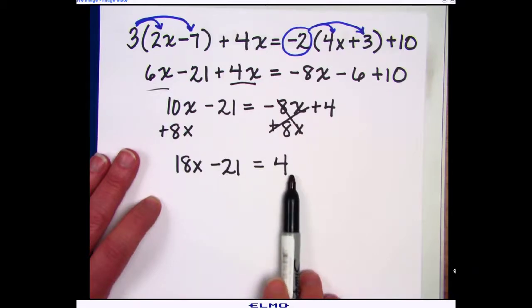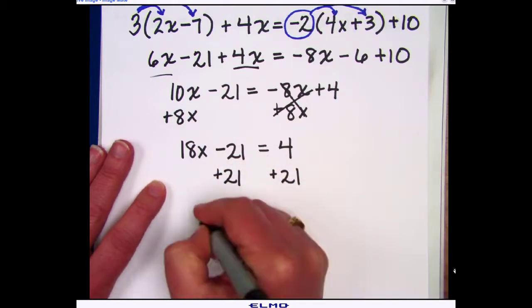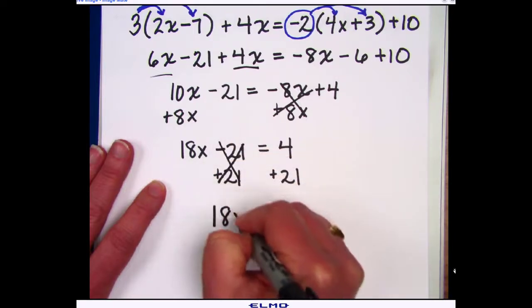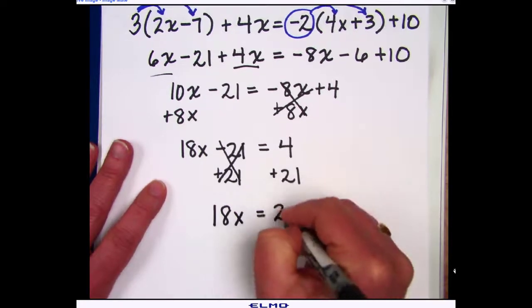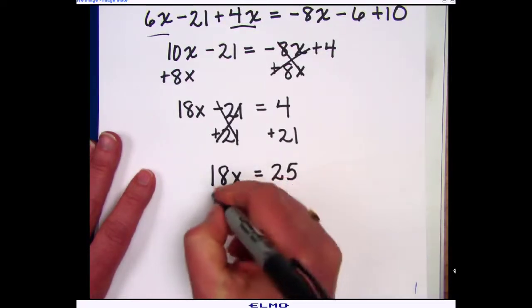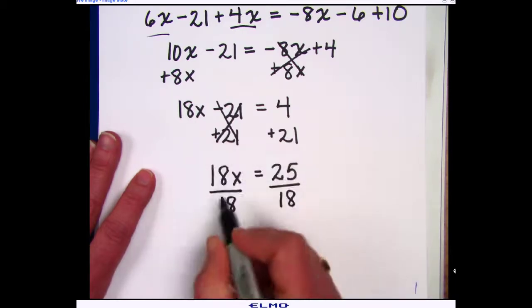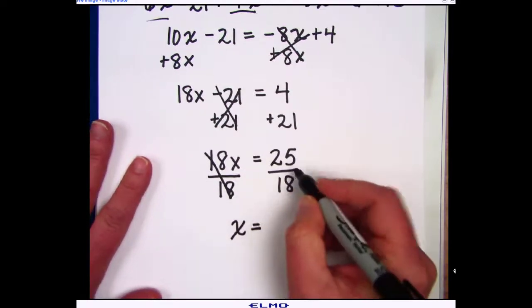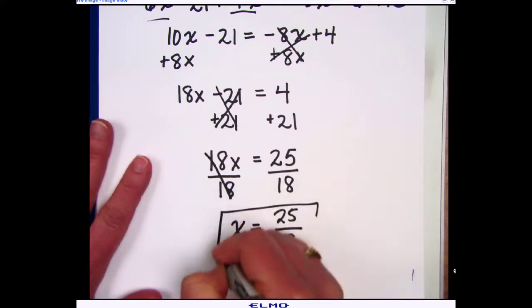Now I want to move my 21 over, so I'm going to add 21 each side. The -21 and the +21 cancel out, so I'm left with 18x. And on the right-hand side, 4 and 21 make 25. For my final step, because I'm multiplying x by 18, to get rid of the 18, I divide by 18. Remember, anything over itself goes to 1, so I'm left with a 1x and 25 over 18. And that's as simple as I can make that answer.